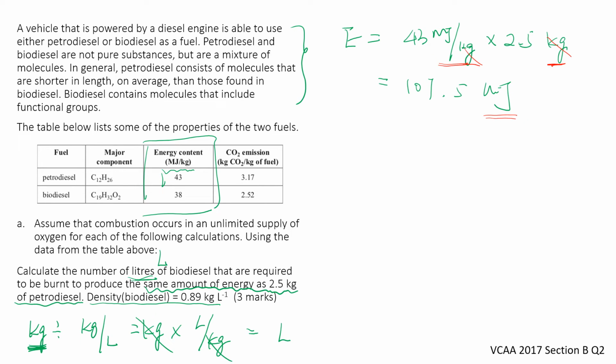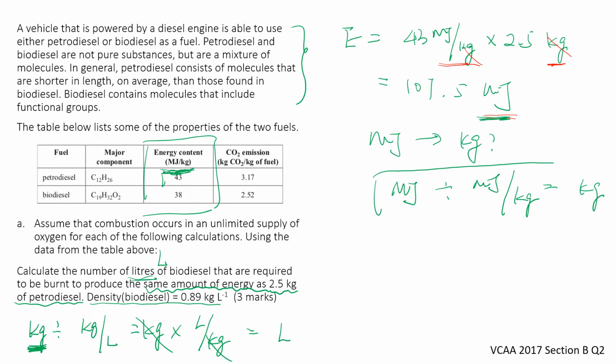Now we have MJ. We want to go from MJ to kg. We eventually need some kind of bridge here, and that bridge is energy content, because that's a compound unit with both MJ and kg. And we know that we want to use MJ to go to kg. It somehow will be an MJ over kg kind of calculation, right? Only that will end up with kg. So this is our thinking, okay? In your mind, we're thinking about this.